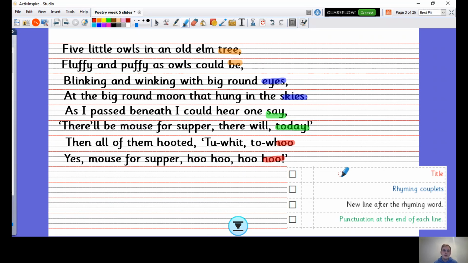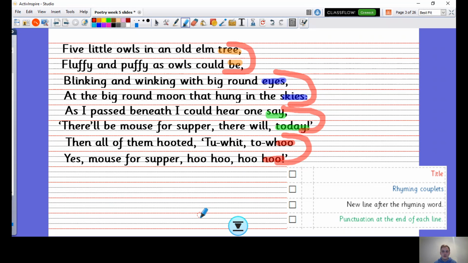Excellent. So our rhyming couplets are couples. You can see the word couple in the word couplets. And what that means is a pair. So we can see one, two, that's a pair. One, two, that's a pair. One, two, that's a pair. One, two, that's a pair. It's all about the pairs with rhyming couplets. So we've spotted that as well.